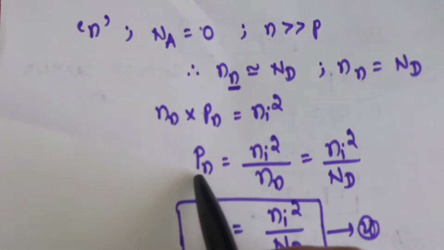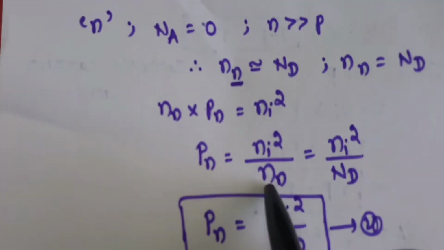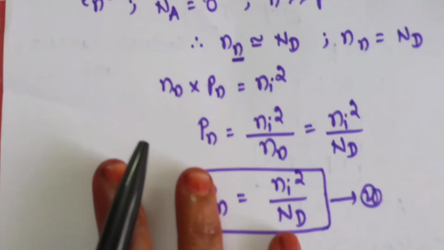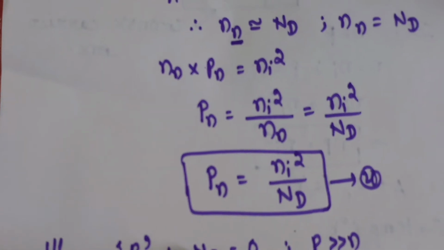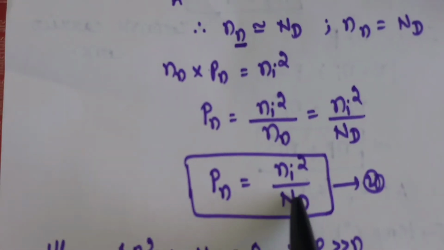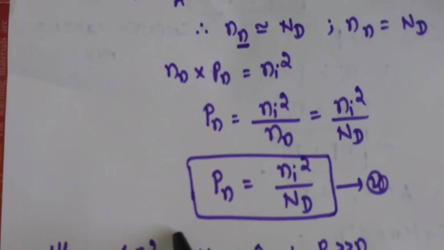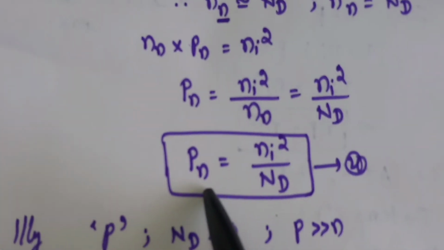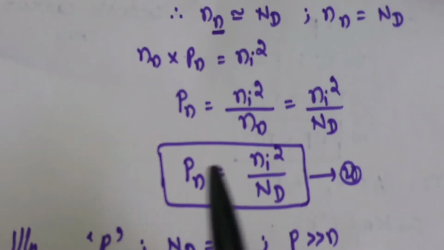Here we can write it as Pn is equal to Ni square by Nn, that is equal to Ni square by Nd. So from this we can have Pn is equal to Ni square by Nd. So this is the concentration of holes in n-type semiconductor. So this is an expression for concentration of holes in n-type semiconductor.